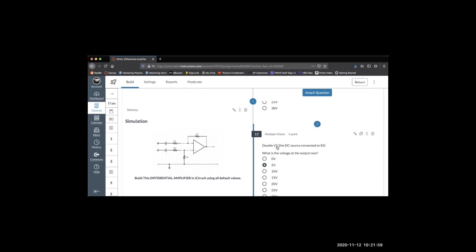Double V2, and it was probably 5 volts to start off with, so now it's 10 volts. And then check the voltage output. Well, now it's 5 volts because the difference between them is 5 volts, and R1 and R3 are equal. So it's going to be unity gain. It's not going to amplify the output. But it is going to give me the difference between the two. If this is 5 and this is 10, the difference is 5, and it gives me the difference.